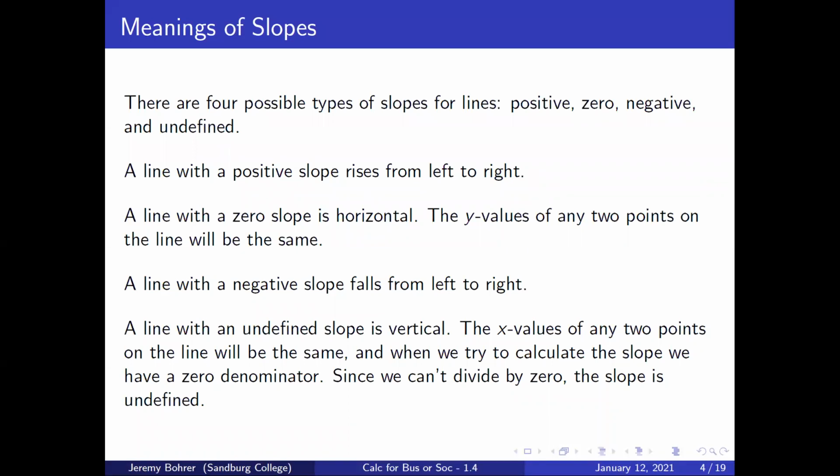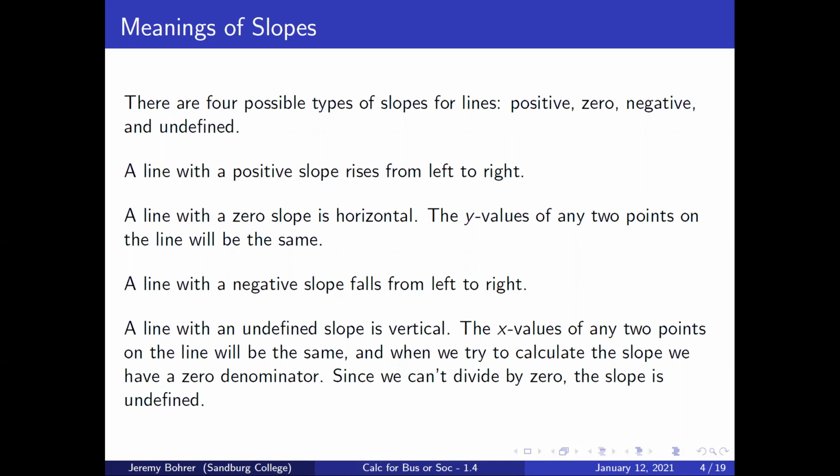There are four possible types of slopes for lines: positive, zero, negative, and undefined. A line with a positive slope rises from left to right. A line with a zero slope is horizontal. The y values of any 2 points on the line will be the same, and if we subtract the same thing from itself, we get zero. So that's a zero in the numerator, so the slope will be zero.